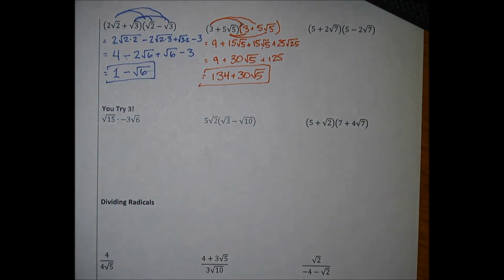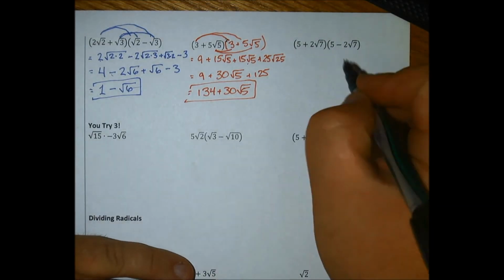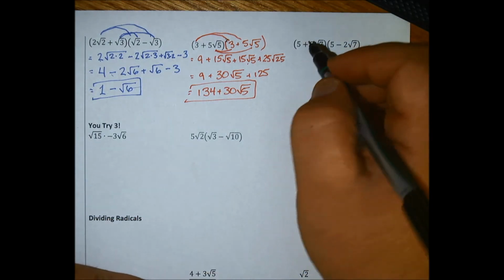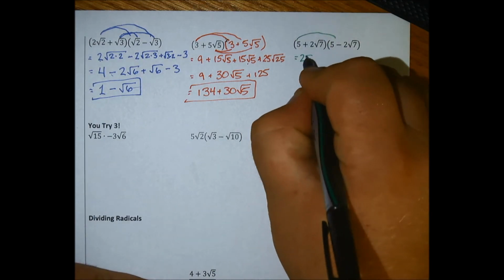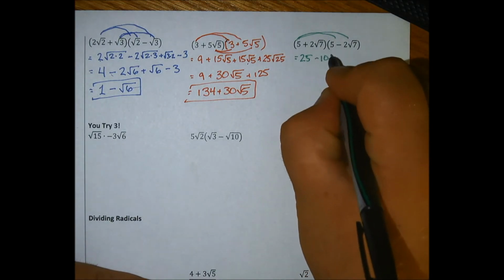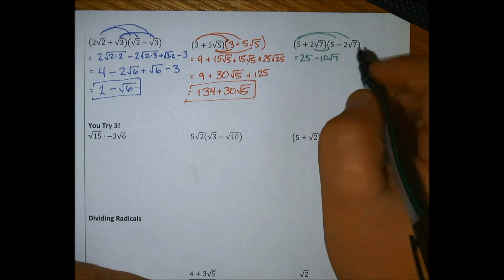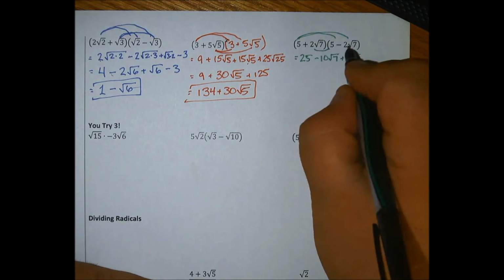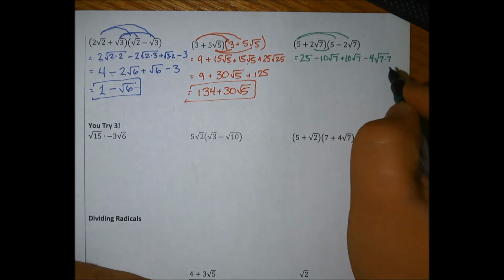And let's look at the last one of this row. Just another one of those problems. And if you notice anything, I have the same thing but different signs. So let's see what that gives me. 5 times 5, 25. 5 times negative 2, negative 10, that has a square root of 7 on it. 2 times 5 is going to be a plus 10, square root of 7. And 2 times negative 2 is negative 4, square root of 7 times 7.